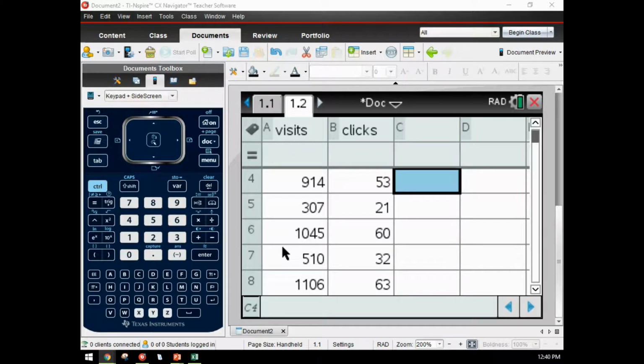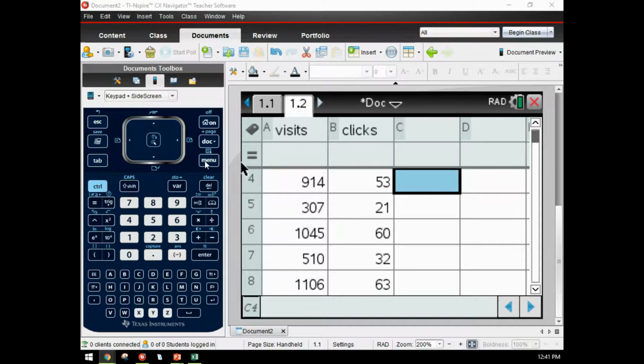Okay. So the question says a company advertises on a website. A worker tracks the number of visits to the website and the number of clicks on the advertisement. The table shows the data for several days. A linear function can be used to model the data. Okay? It tells us what kind of line we're looking for. If it says a quadratic function or an exponential function can be used, then that's the kind of regression we would want to use. So do y'all have all your data in there?